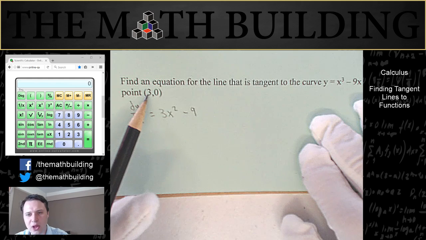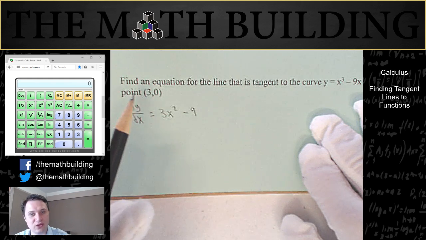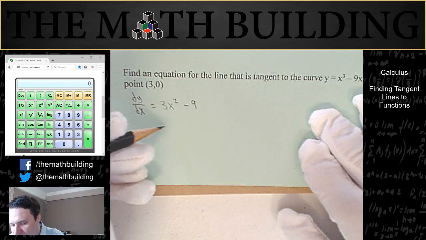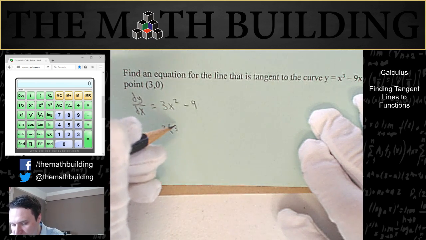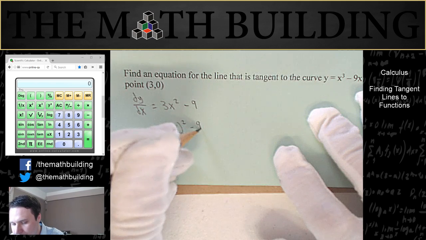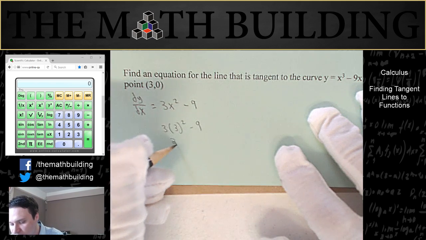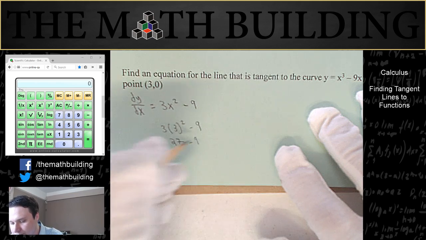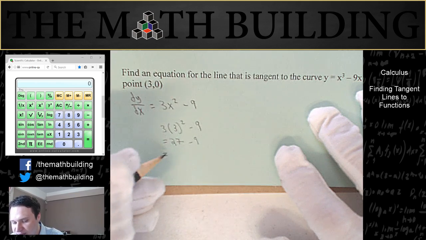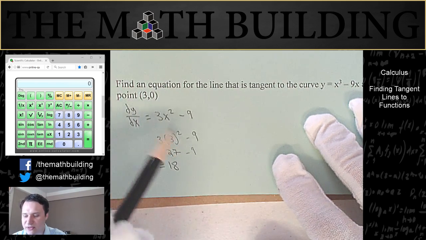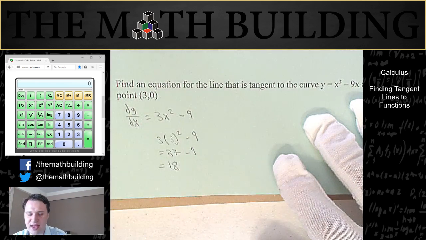So let's see what the slope is at the value x equals 3. To do that, I just plug in 3 for x. So that'll be 3 times 3 squared minus 9. And 3 squared is 9, times 3 is going to be 27, minus 9. And so we see that the slope is just going to be 18. So at the point (3, 0), the slope of this line is 18.